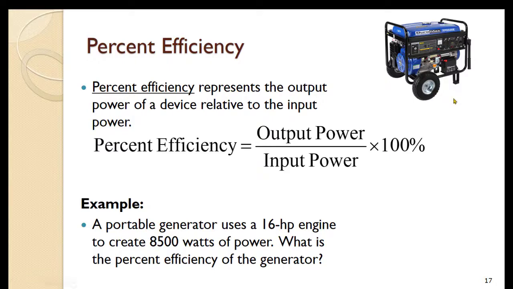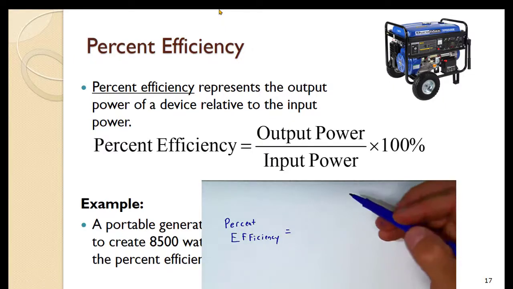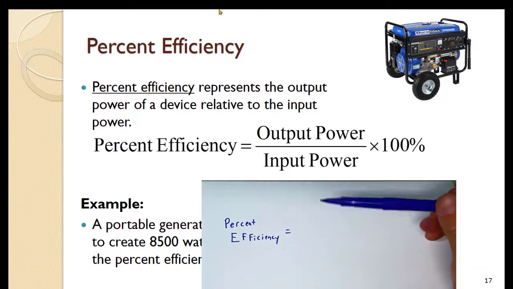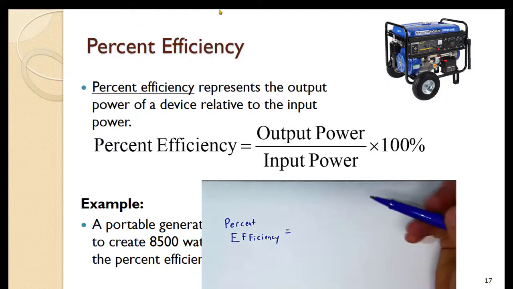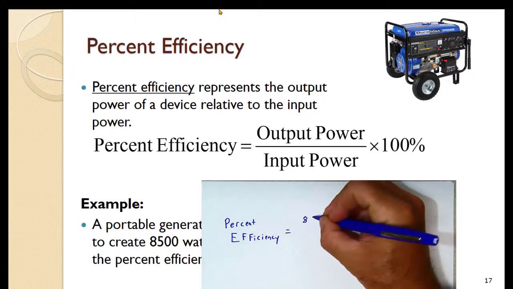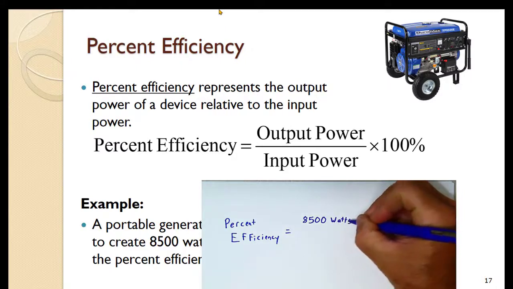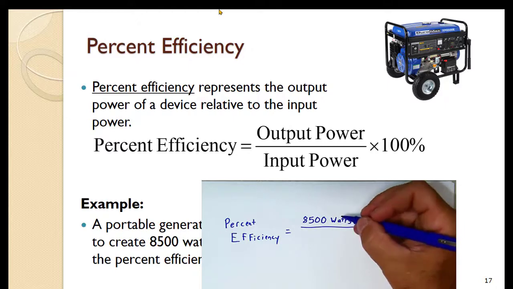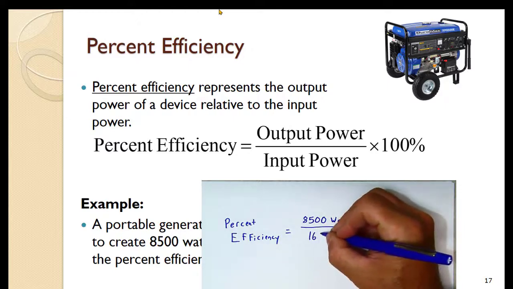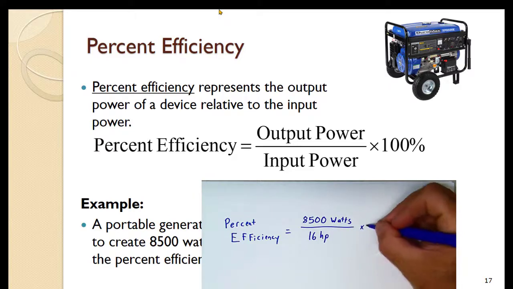So a good example, this is a portable generator. It's got a 16 horsepower engine, and it only creates 8,500 watts of power. And the question is, what is the percent efficiency of the generator? Okay, well, our percent efficiency there is obviously output power over input power. The output is the electricity that we're getting out, so that's 8,500 watts. That's what we're getting out of this generator. But our input power, the generator is getting 16 horsepower of mechanical power being given to it. So that's our input power.